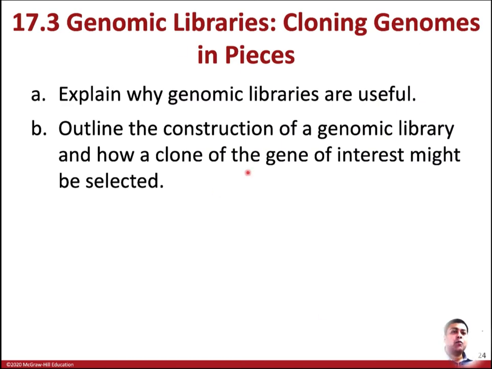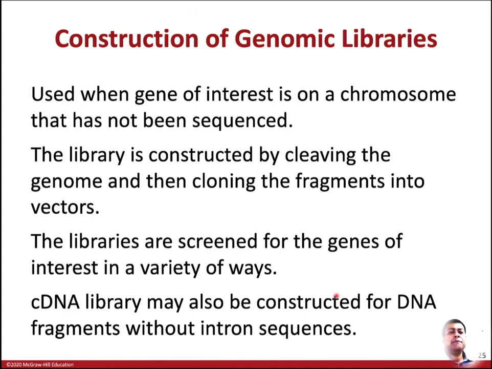Now let's take a look at why you make these genomic DNA libraries and what is the advantage of these. So we already talked a little bit about that. Think about that you have a gene of interest that you have no idea where to find. You have the whole genome and you have to fish it out. So this is where you do the genomic library, used when the gene of interest is on a chromosome that has not been sequenced. And then these libraries are screened for the genes of interest in a variety of ways. And we're going to see that.